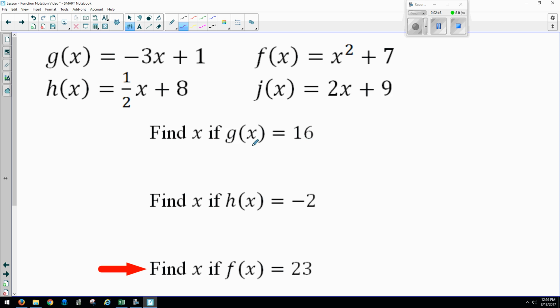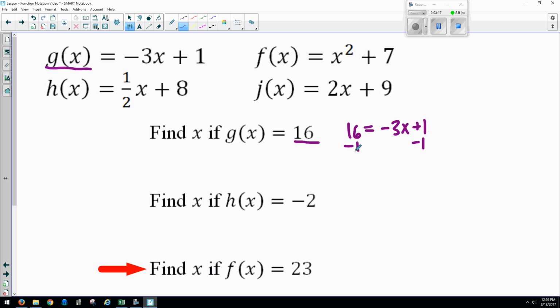So the very first thing we're going to do is find this function, g of x. It's right here. So g of x is equal to negative 3x plus 1. This is telling us that g of x equals 16. So I'm literally just going to substitute 16 for g of x and then solve for x from there. So here's what I'm going to have. 16 equals negative 3x plus 1. And I'm going to solve for x from here.